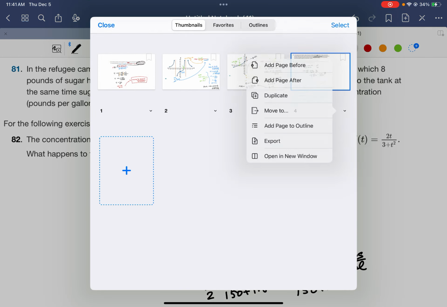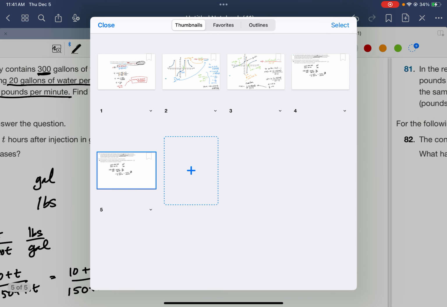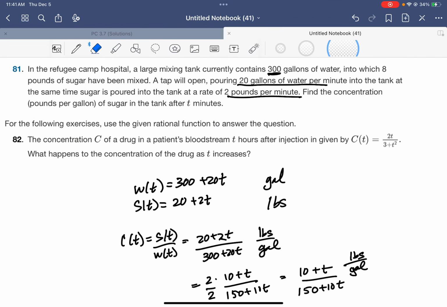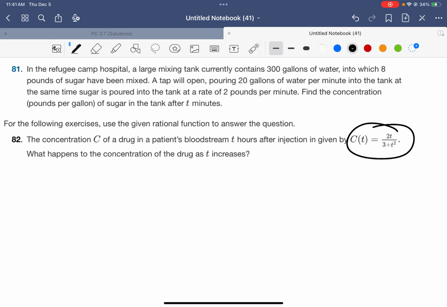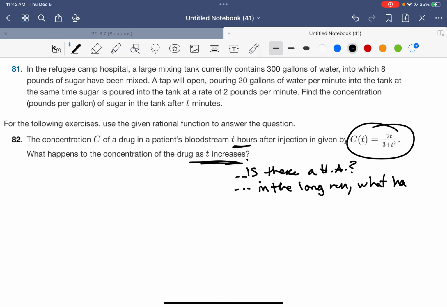And now if I duplicate that page and go to the second page, I can answer the next question right here. It says you got a patient's bloodstream and this is the concentration where t is time in hours. It says what happens as t increases. So in other words, it wants to know, is there a horizontal asymptote? Because it's asking about in the long run, what happens? We know that in the long run is just a horizontal asymptote.